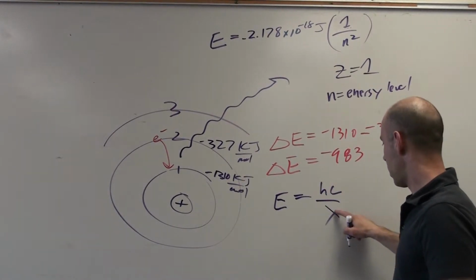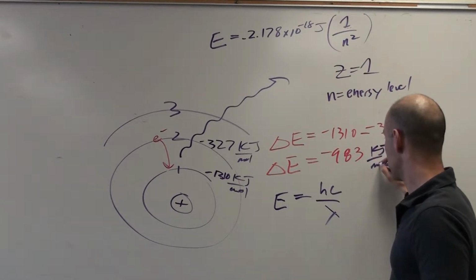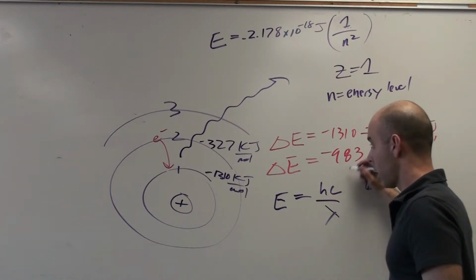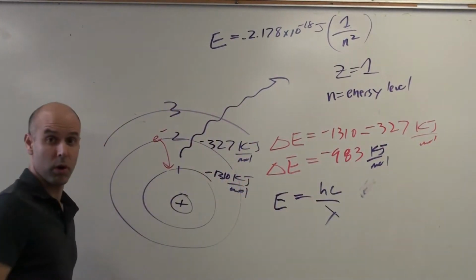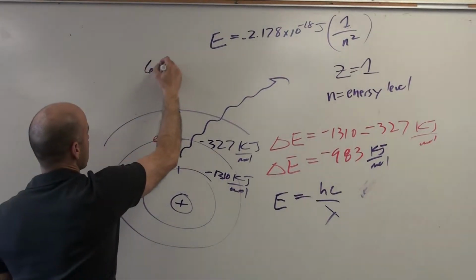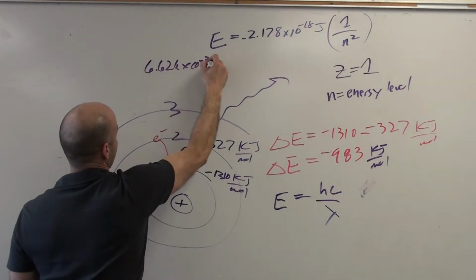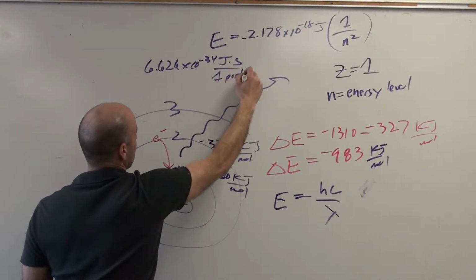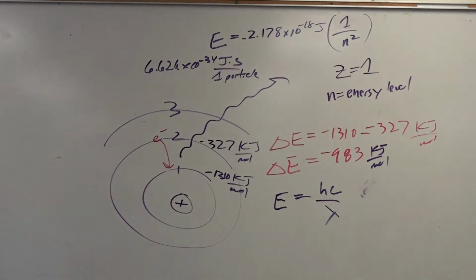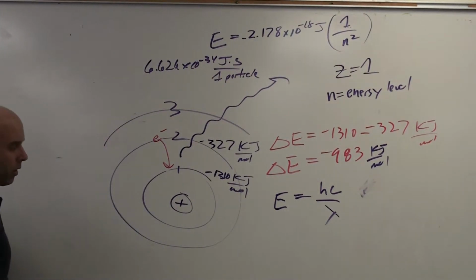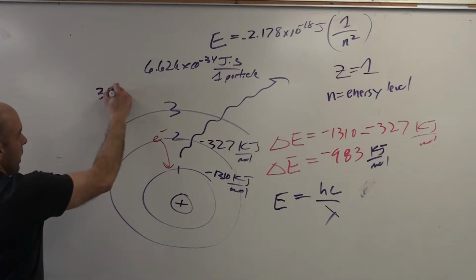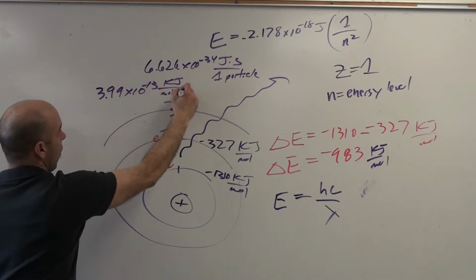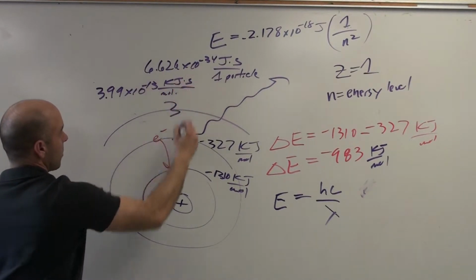Okay? Now, what's my energy in? Kilojoules per mole. Planck's constant. I've always reported Planck's constant two ways. 6.626 times 10 to the negative 34th joules per second per one particle. Or I've always just gone ahead and calculated the per mole part. You could have it as 3.99 times 10 to the negative 13th kilojoules per mole, or kilojoules second per mole.